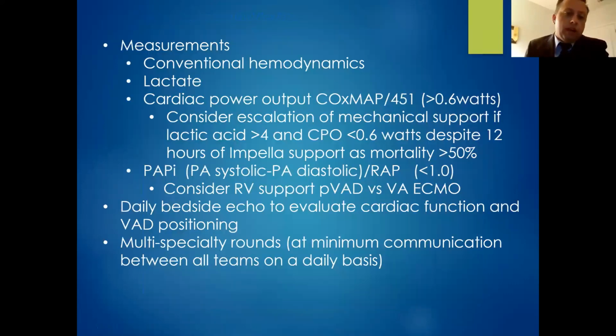The measurements you want to look at: conventional hemodynamics on your PA catheter, and you want to check at least a daily lactate. Cardiac power output, as I was mentioning, should the patient have a cardiac power output less than 0.6, you may want to consider increasing your support, potentially increasing the size of the Impella to a surgical Impella, 5.0 or 5.5, or adding ECMO support. Also consider calculating a PAPI, so PA systolic minus the PA diastolic pressure over the right atrial pressure. And if it's less than 1, that's severe. In that case, you would need more RV support.